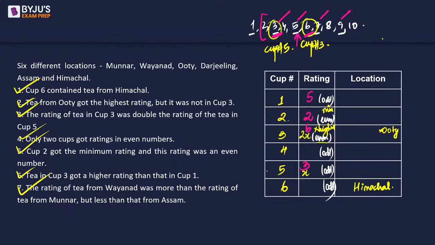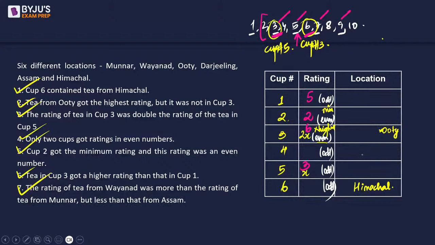So we know for sure that the ratings we are talking about are from cup number 1 to 5, right? The tea from Wayanad, we don't know where Wayanad is, was more than the rating of tea from Munnar, but less than that from Assam. तो हमें अब ये Assam और Munnar, where we are going to put, we don't know, right?